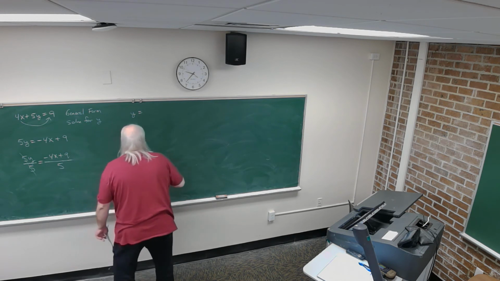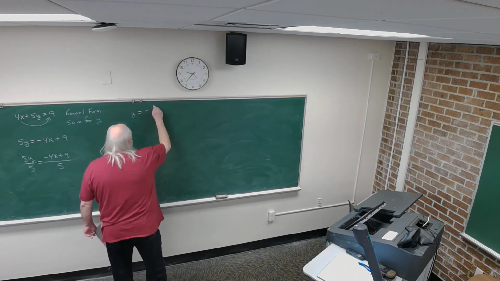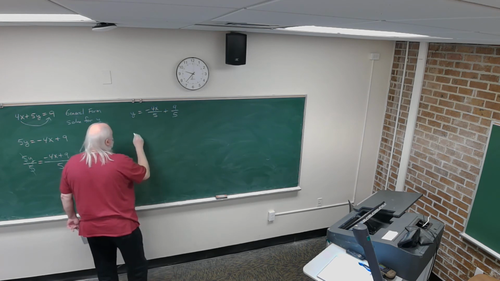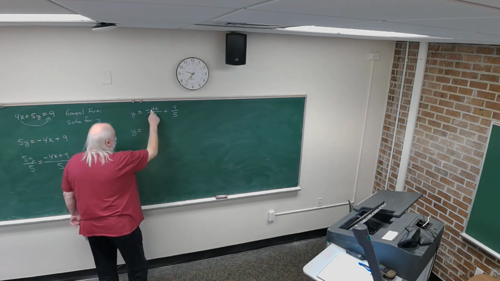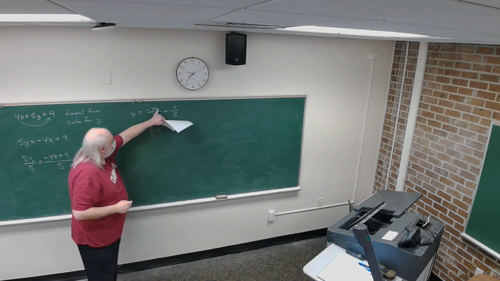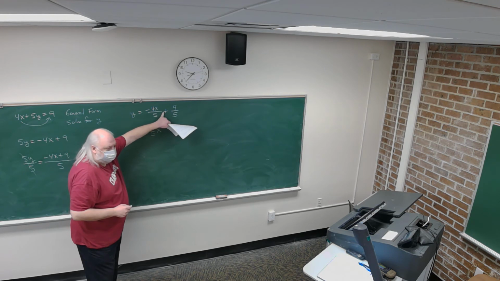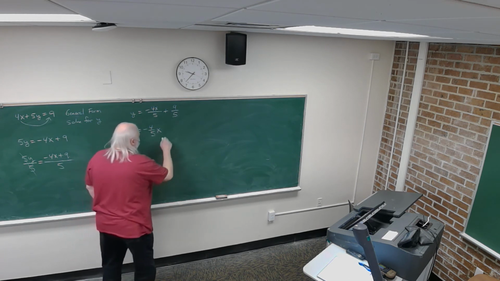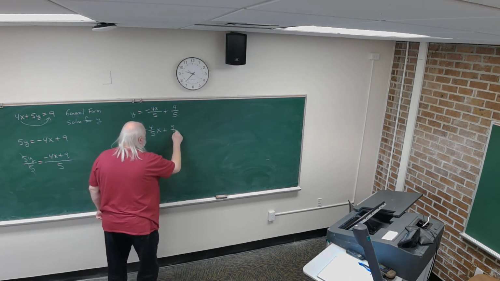You gotta divide each of those terms by 5. So this is equal to minus 4x over 5 plus 9 over 5. Minus 4x over 5, I can take the x in the numerator and pull it out to the right of the fraction. Then minus 4/5 times x plus 9/5.